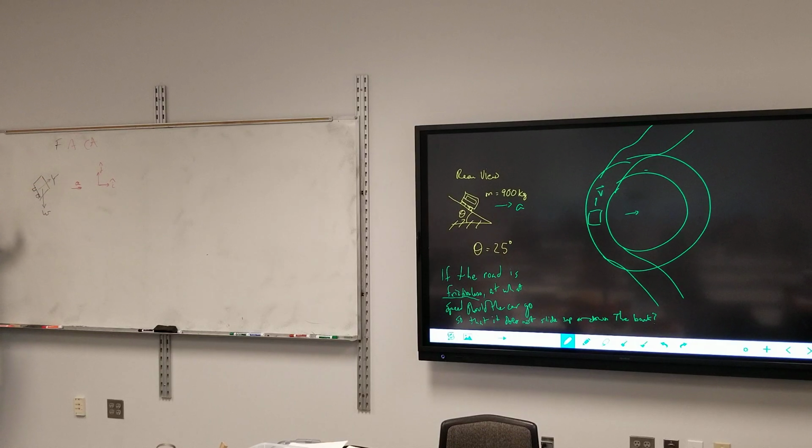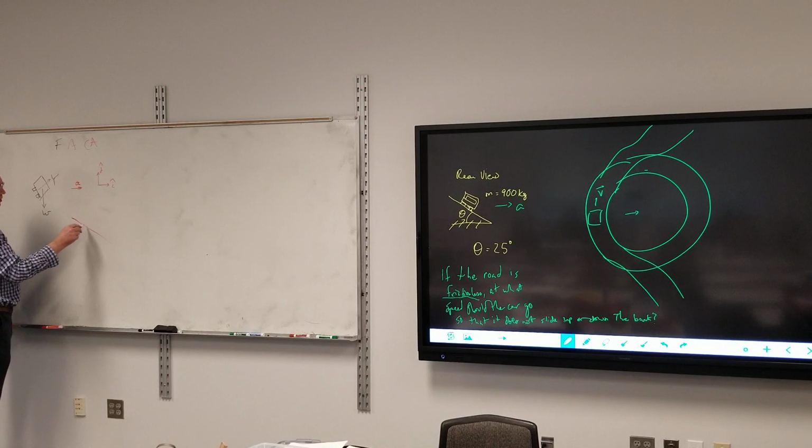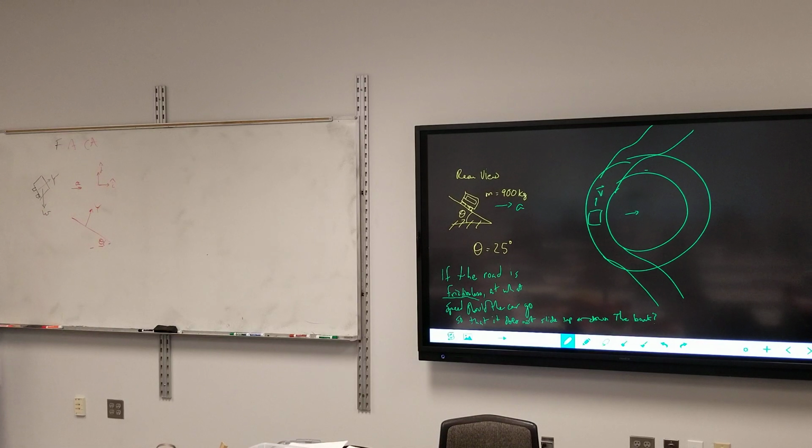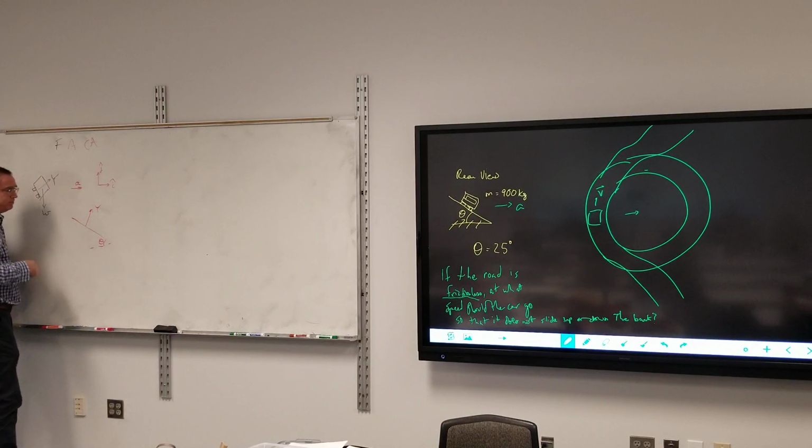The normal force, not the weight. So we have a normal force going in this direction, and that's my angle theta. I know one of those will be y cosine theta, the other will be y sine theta. It's a question of which one.